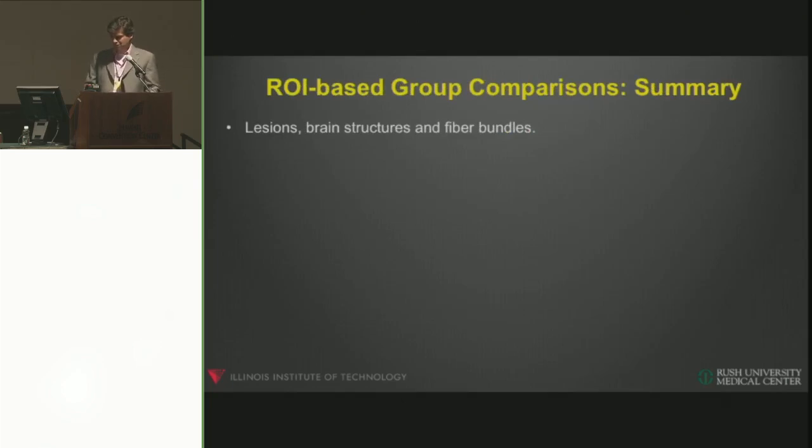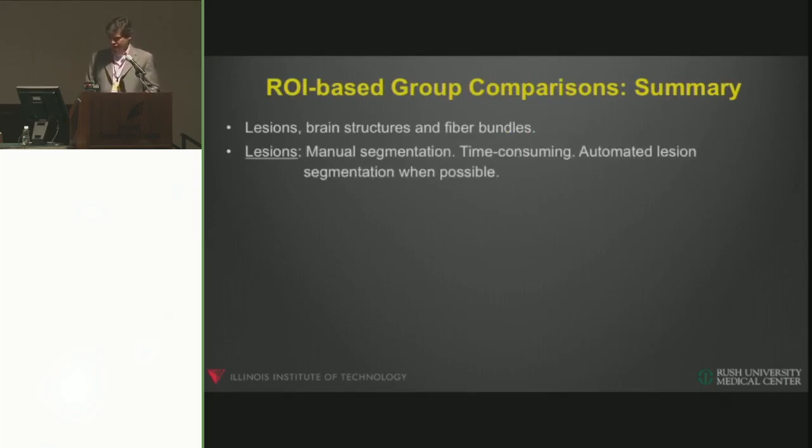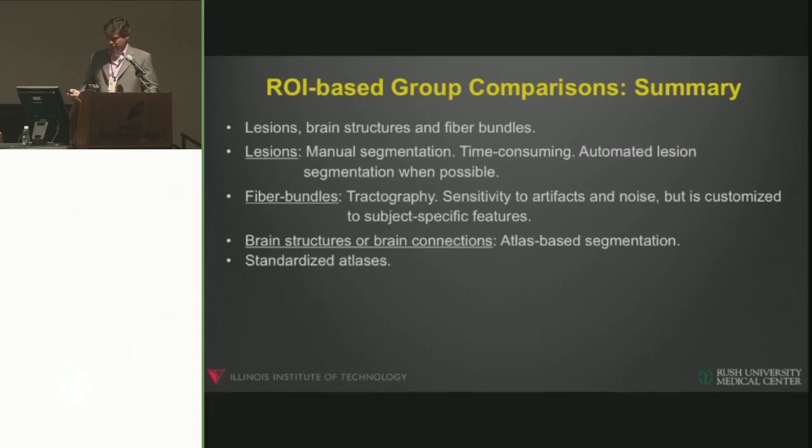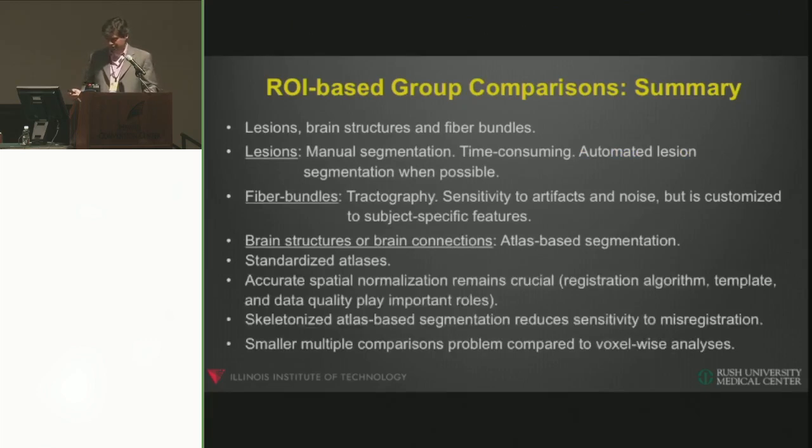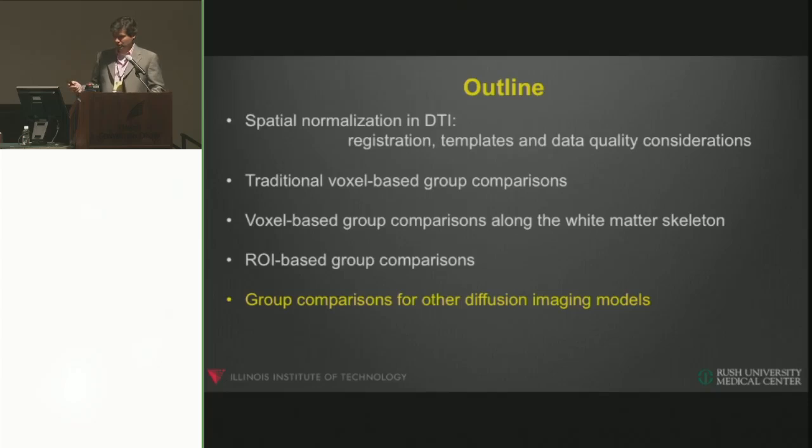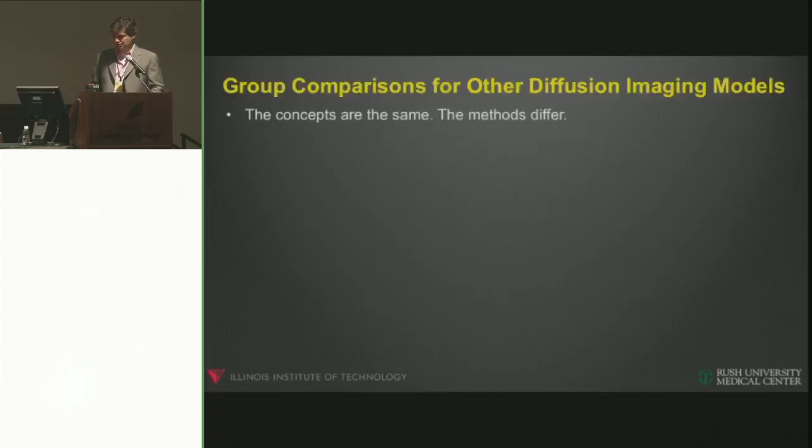The last thing I want to talk about is, let me skip this summary here. The main issue I want to bring up is the final point here, that ROI-based group comparisons have a smaller multiple comparisons problem compared to voxel-wise analysis, so that's the main advantage of ROI-based group comparisons. Now, if you move on to other diffusion imaging models, in terms of group comparisons, the concepts are the same, the methods differ. So you may do FOD registration instead of tensor-based registration.